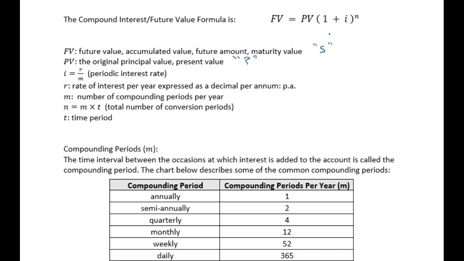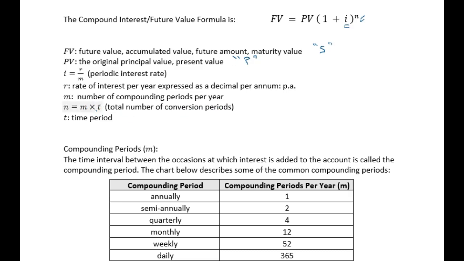And then we have a similar type of formula. So 1 plus i, where i is what we call our periodic interest rate. And it actually has an embedded formula in it, which is r, which we already saw as our rate of interest, over m, which is our compounding periods, which we'll talk about in a second. And then we have that bracket to the exponent n, where n is the total number of conversion periods, and it's m times t.